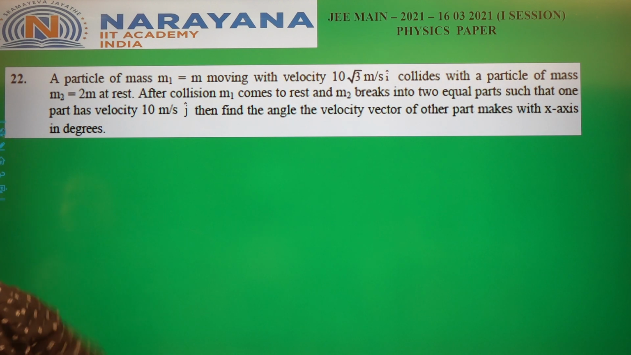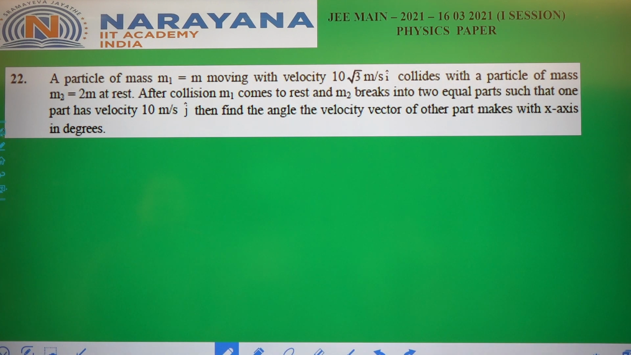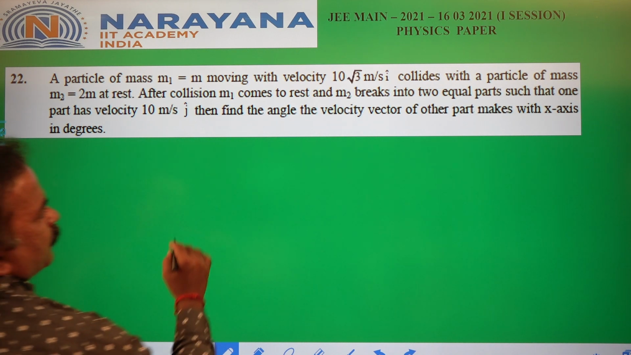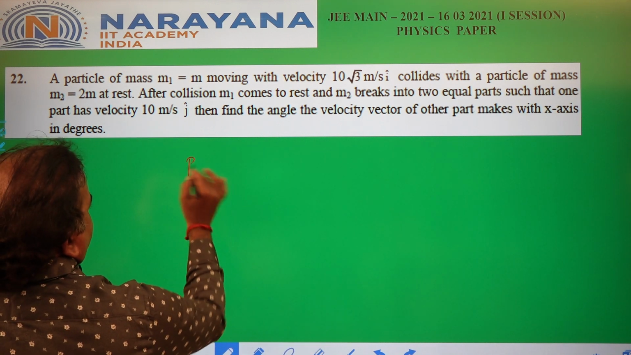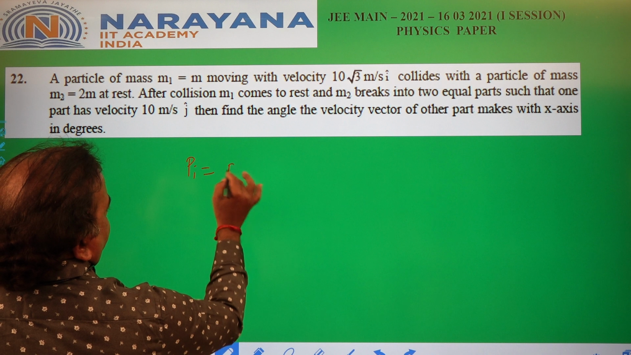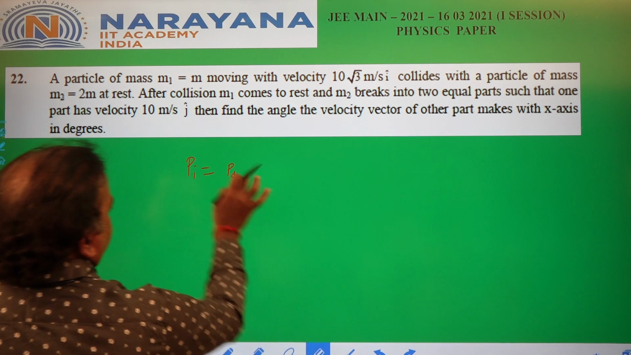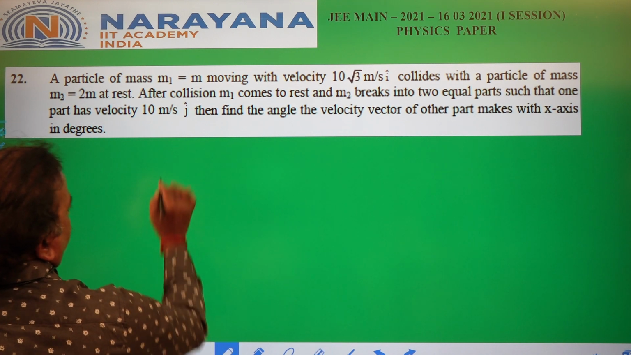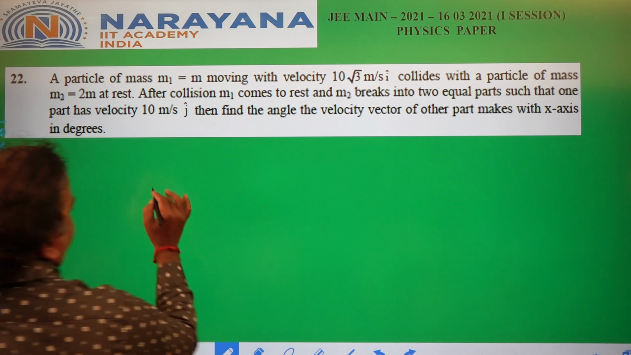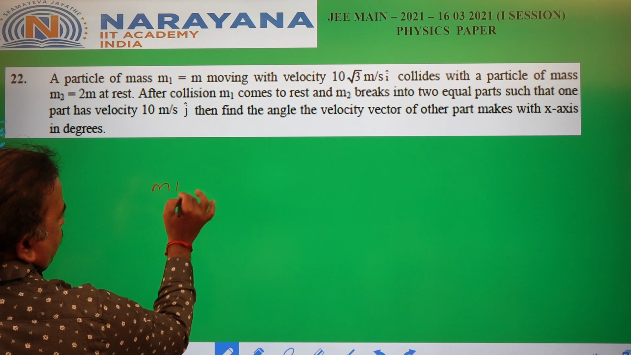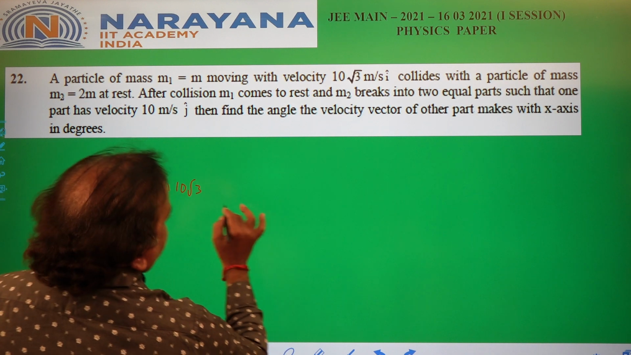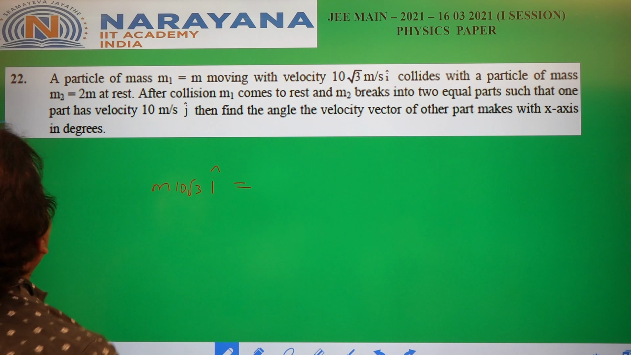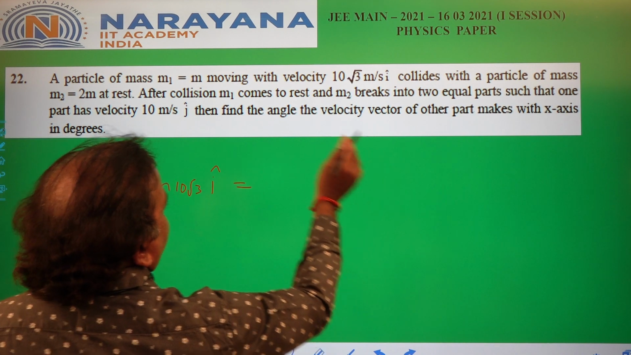What is the next question? As per the student's memory, particle m1 of mass m moving with velocity 10 root 3 meters per second collides. So we will apply the conservation of momentum, P initial and P final. Based on this, we will substitute. Initially, the mass of this particle is m, velocity is 10 root 3 i cap. This should be balanced with the final momentum. What is the mass of the second particle after collision?